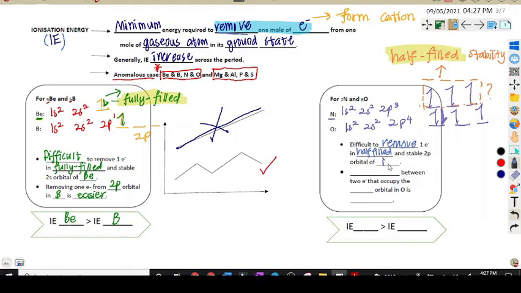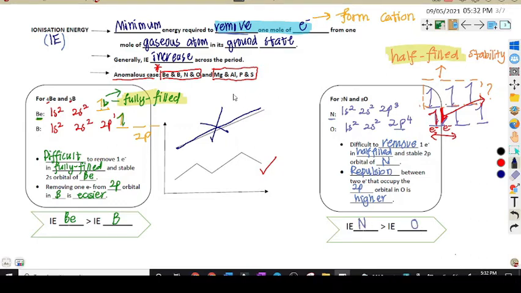For oxygen, we can say that the repulsion between two electrons that occupy the same 2p orbital in oxygen is higher. So these two electrons in red have the same charge. As I mentioned earlier, they're going to repel each other. So this electron will be easier to remove. So the IE for nitrogen would be higher than oxygen.